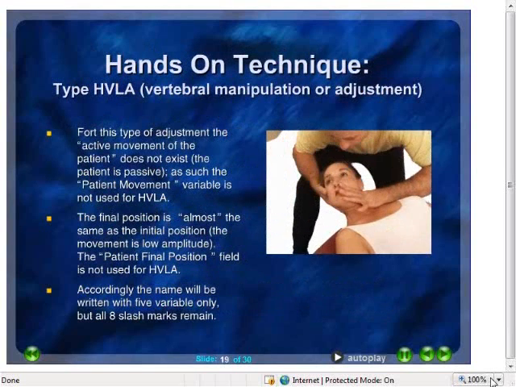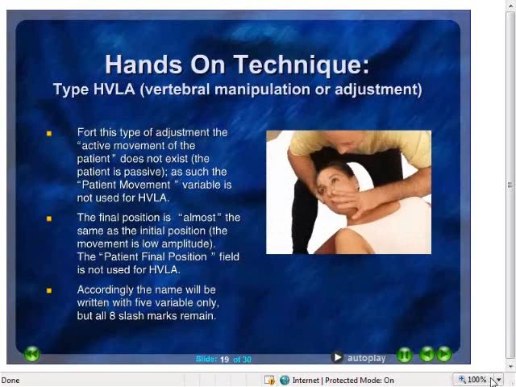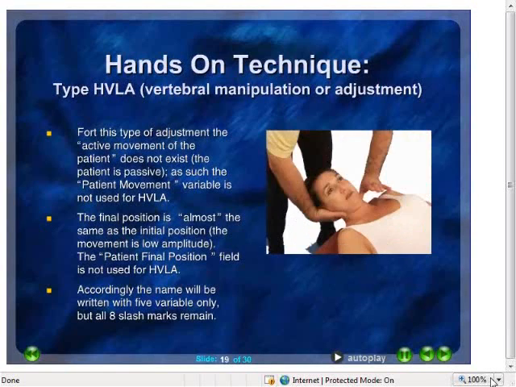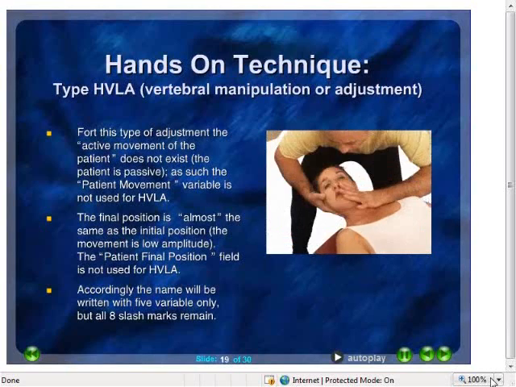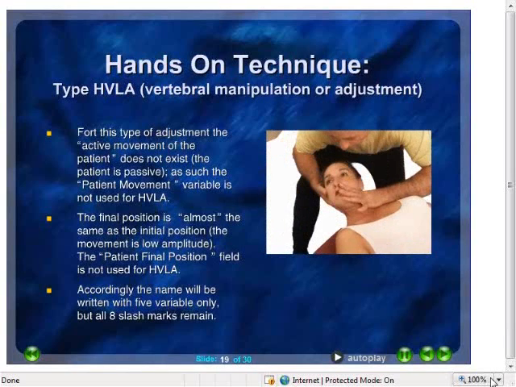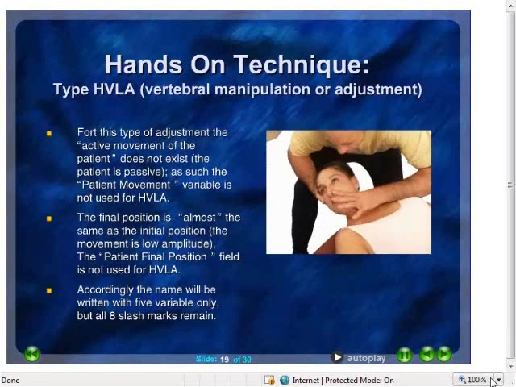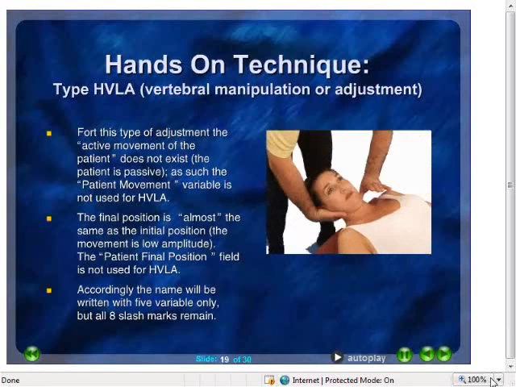Type HVLA for vertebral manipulation or adjustment. For this type of adjustment, the active movement of the patient does not exist. The patient is passive. As such, the patient movement variable is not used for HVLA. The final position is almost the same as the initial position. The movement is low amplitude. The patient final position field is not used for HVLA.